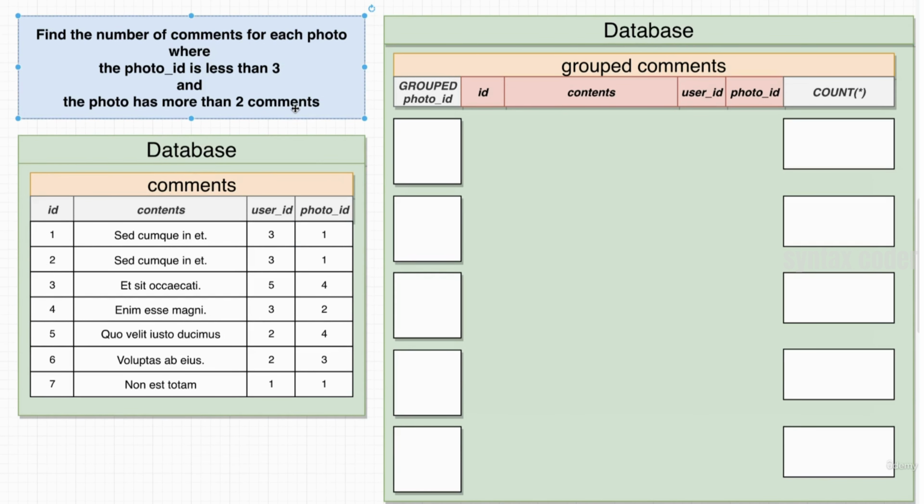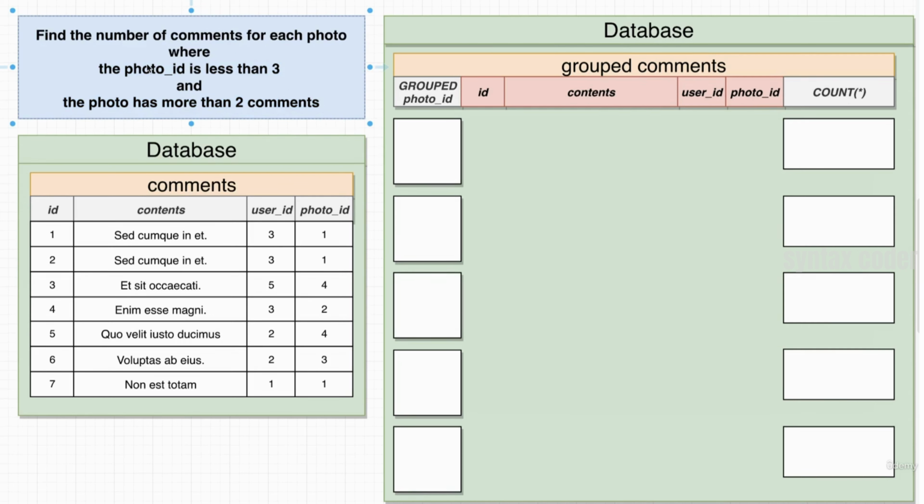All right, so let's try to solve a little query here. We're going to walk through it in kind of diagram format and then write out a query to solve it. Our goal is to find the number of comments for each photo, where the photo ID of the comment is less than 3, and the photo has more than 2 comments. That's our goal. Now, I want you to notice right away that there are 2 filter conditions here. The first one is we want to filter and only take a look at comments where the photo ID is less than 3. The second filter criteria is to make sure that the photo has more than 2 comments.